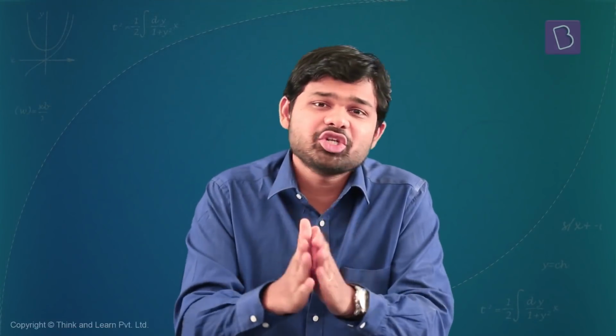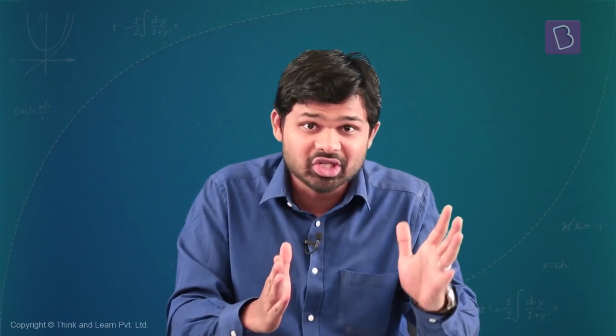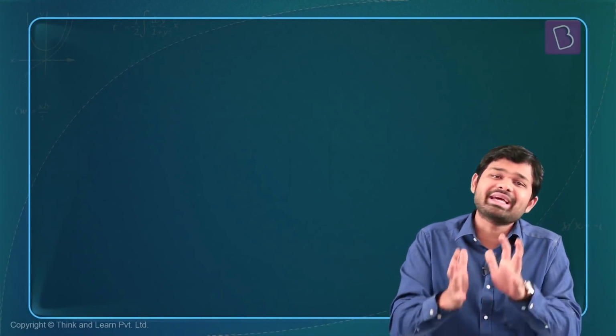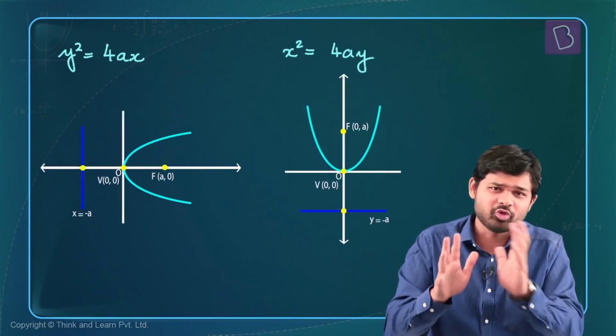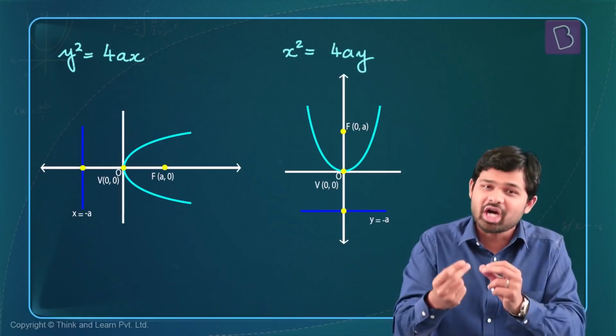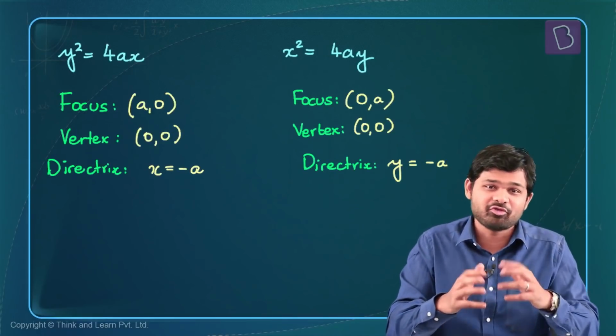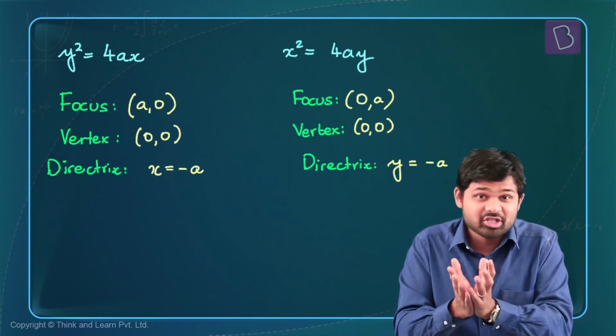So parabola is introduced for the first time in your 11th standard in coordinate geometry. Of course, you've seen parabolas before in quadratic equations, but not from a coordinate geometry perspective. So you begin by looking at the standard parabolas, which are y square equal to 4ax, x square equal to 4ay. And then you're introduced to terms. What is the vertex of a parabola, focus of a parabola, directrix of a parabola?